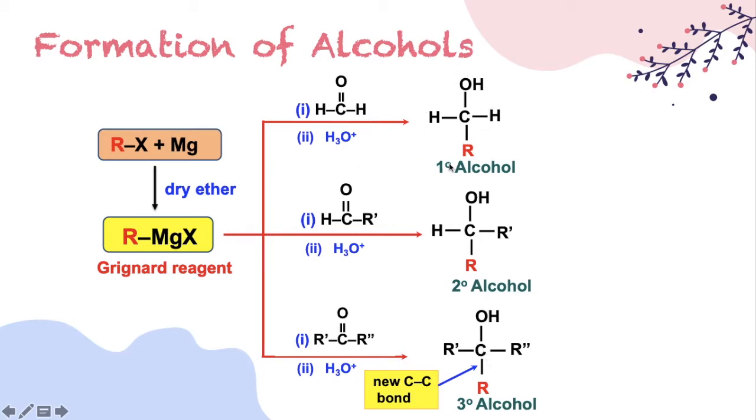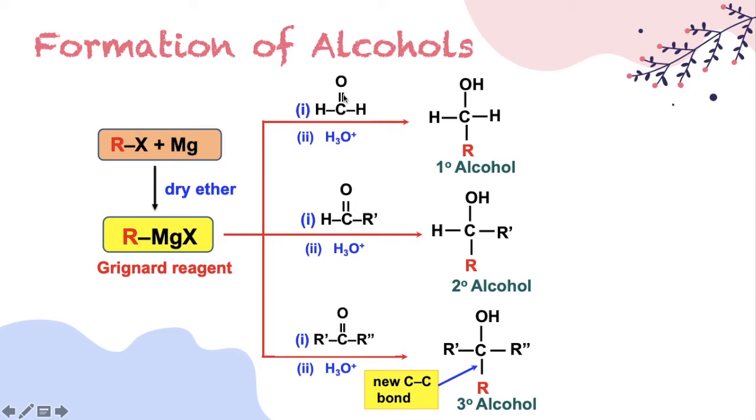To form primary alcohol, we must use a carbonyl compound with no R group at all. The reactant carbonyl compound must have no R group at all. In the presence of acidified water, the product will be primary alcohol. Notice that a new C–R bond is formed. So we have a carbonyl compound with no R group.